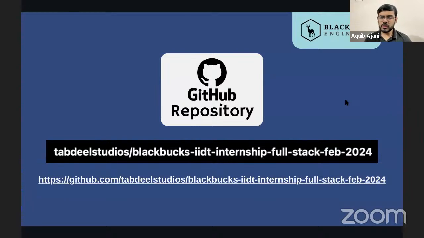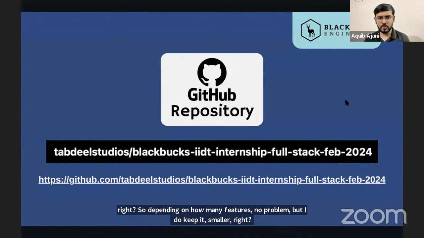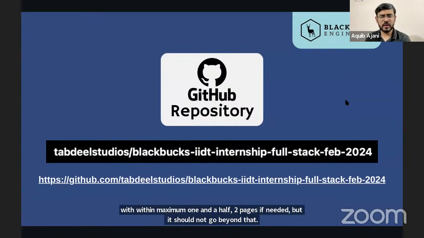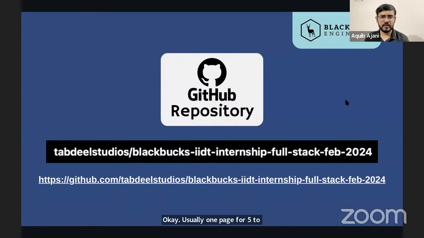Yes. So, Poshita, yes, abstract can be there for more than one page, no problem, but try to keep it smaller, right? Depending on however many features you have, just keep it small, okay? And you should be able to figure it out. Within maximum 1.5, 2 pages if needed, but it should not go beyond that. Usually, one page for 5 to 6 features is fine if you can easily fit it.